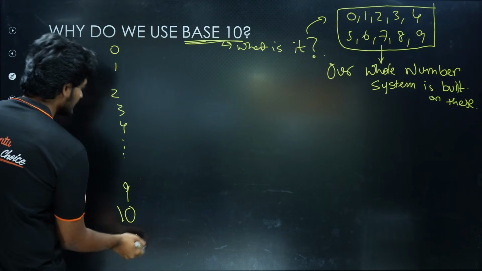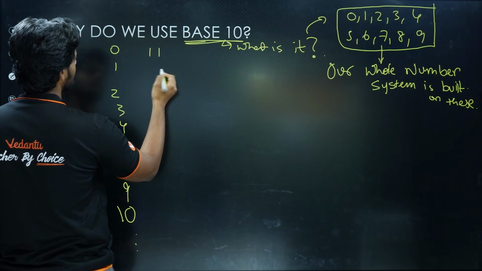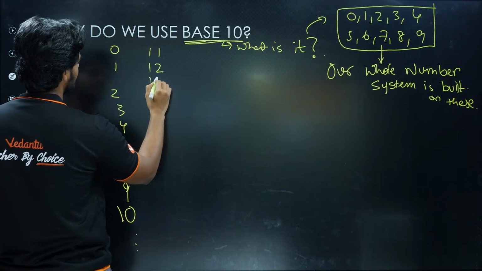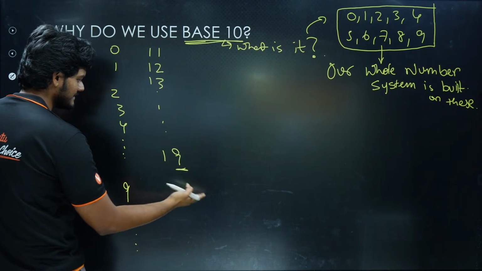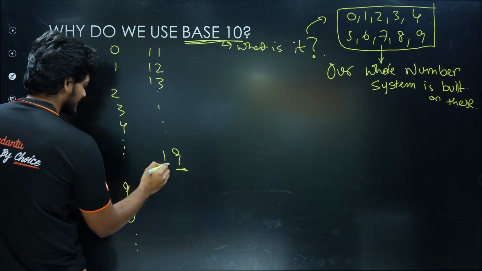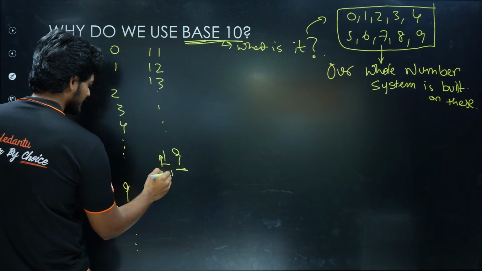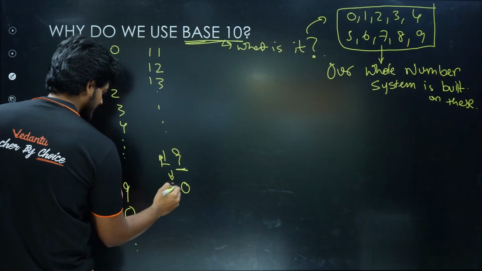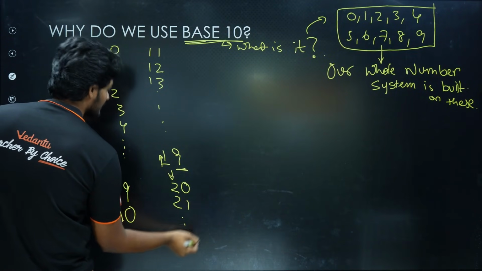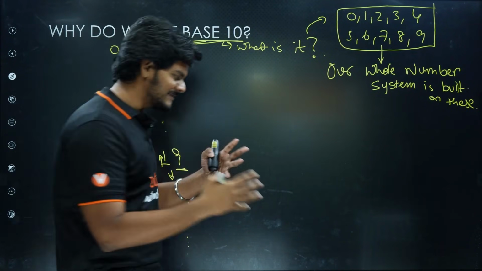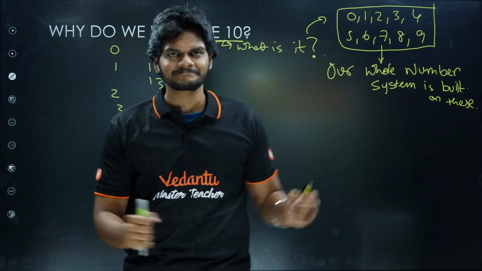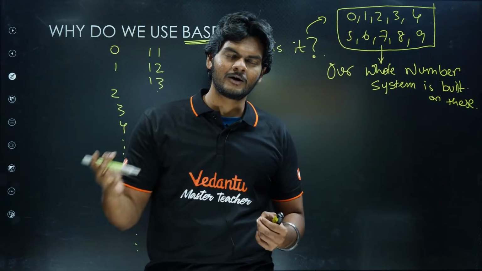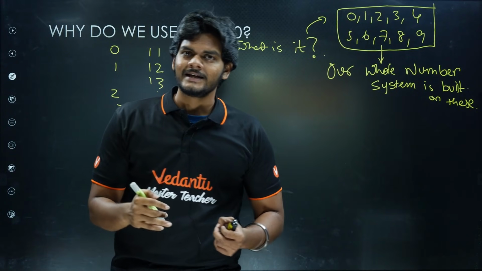So from this, how does it continue? We keep the 1 and we put 11, 12, 13, and the moment we again reach the top number on the right side, we increase this. So the next number becomes 20, 21, and so on. That's something which makes our numbers base 10. Does it always have to be that way? Need not be.